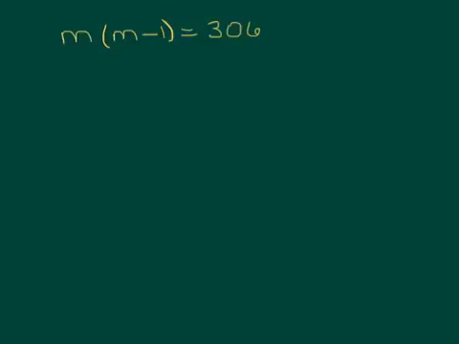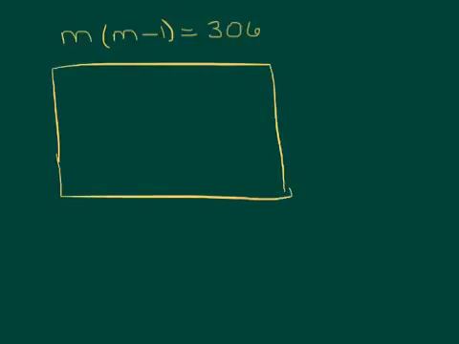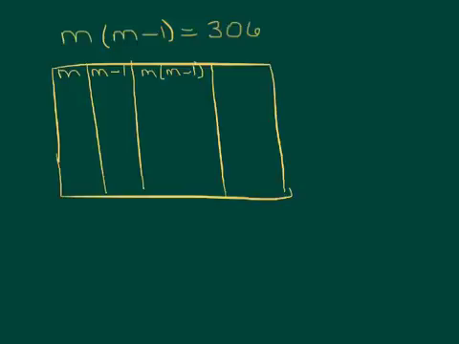Sometimes when we're doing guess and check, it's a good idea to make a chart just to fill in what we find. So first we'll pick some values for m, and then we'll write down what m minus 1 equals, and then what the answer to m times m minus 1 equals. Also, some people make an extra column for comments, like too high or too low. We'll make a couple, but that's not really necessary.